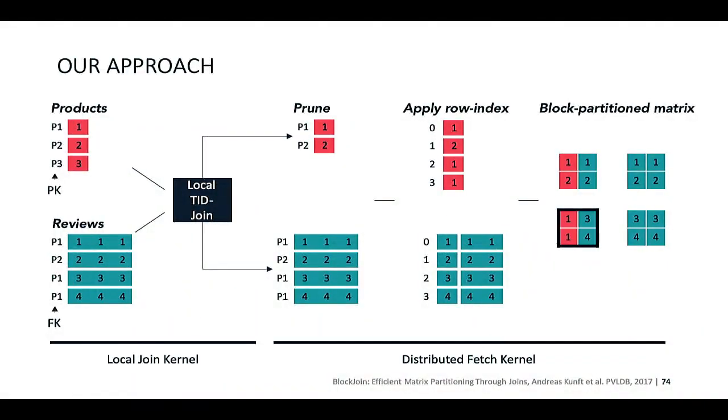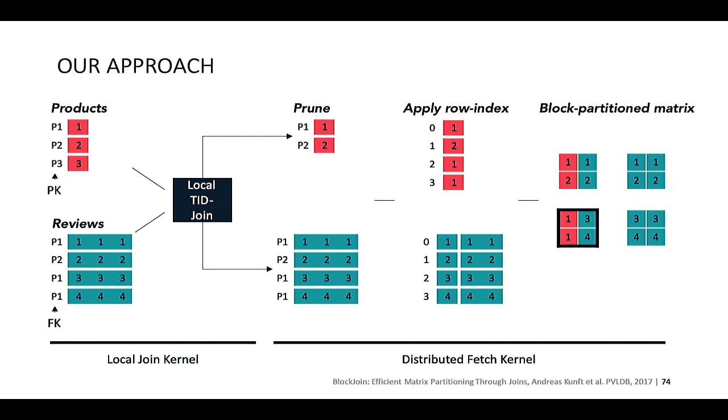The next step is we switch to the fetch kernel, which is then executed in a distributed way again. So we can prune all the tuples of both relations independently that are not part of our join result. You see, for instance, the primary key P3 is not part of the join result, so it is removed. The next step is we apply this row index separately on both relations, and we now have the global row index for both relations. And then we can materialize our matrix.